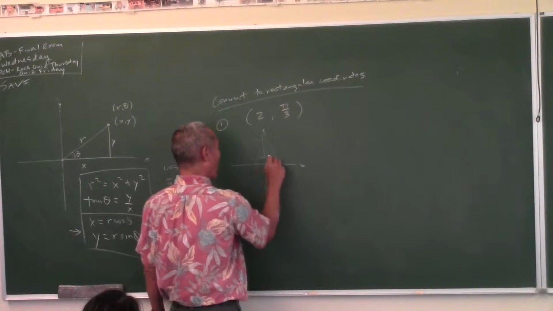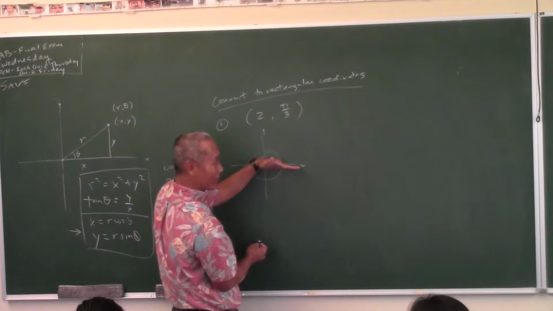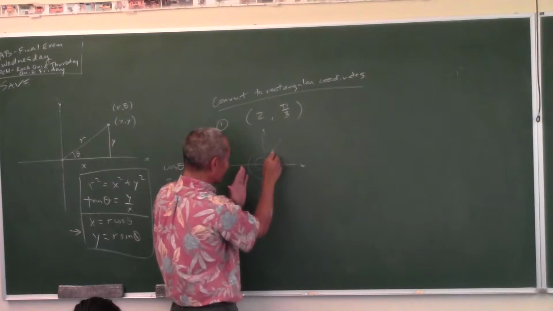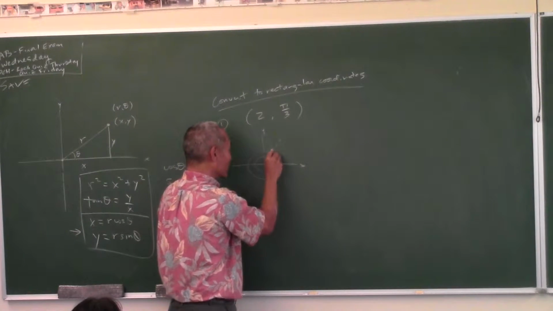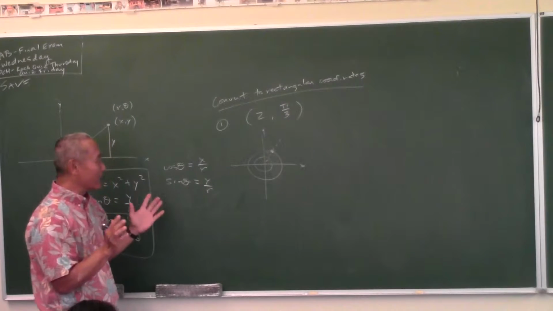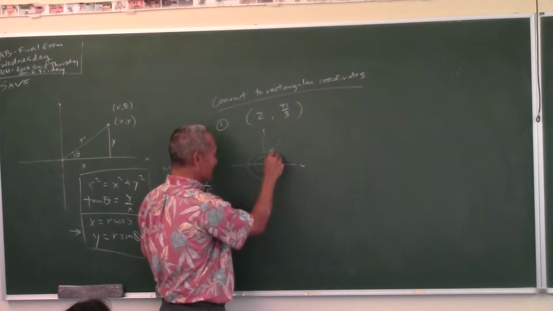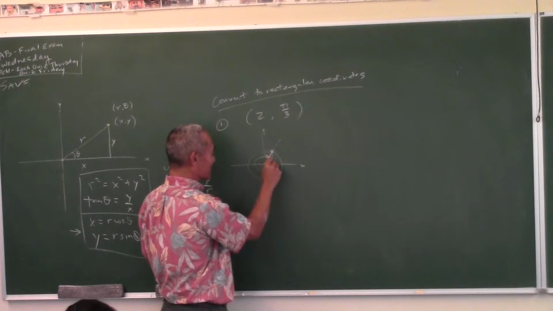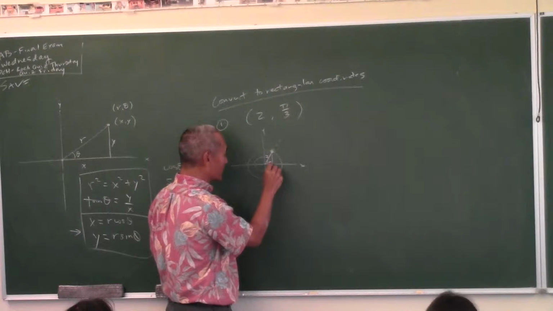So you measure off an angle of pi over 3, which is 60 degrees, like this, right? 60 degrees. And then you go 2 units from the origin. 1, 2. Now, even if you don't know any formulas, can I convert this to rectangular coordinates? Yeah, you just draw this triangle. Isn't that 2? Isn't this 60 degrees?